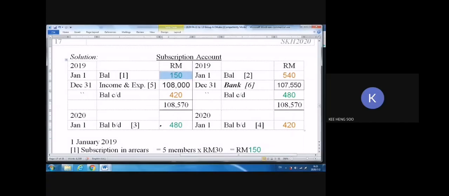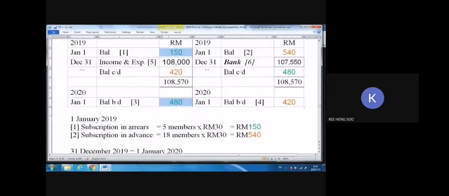In arrears means accrued. Students always tell me that accrued salary is a liability, accrued rental is a liability, but this one is accrued income. Opposite. Can you see that? Opposite. This is income, not a receipt. That's why subscription in arrears is on the debit side. In arrears on the debit side.